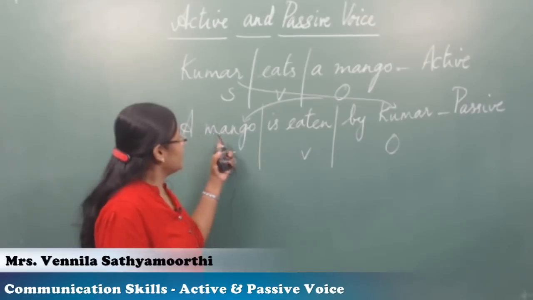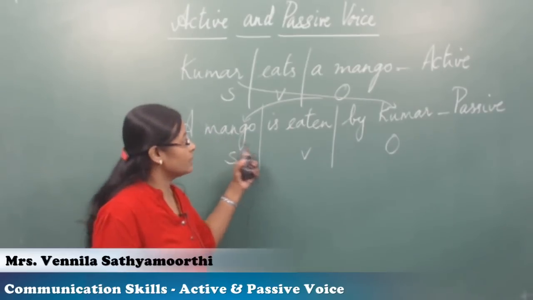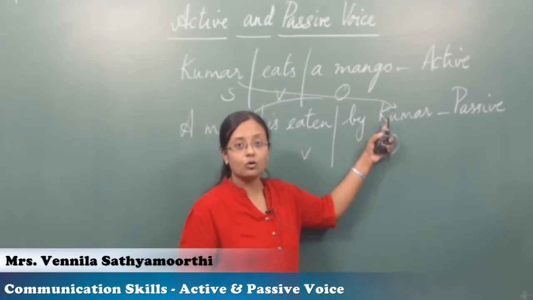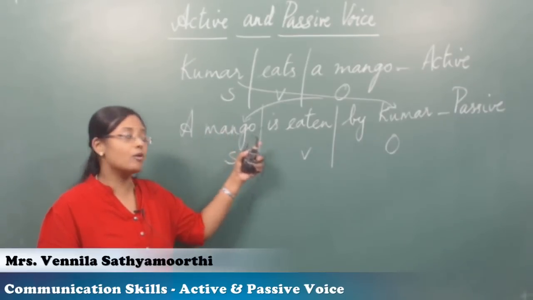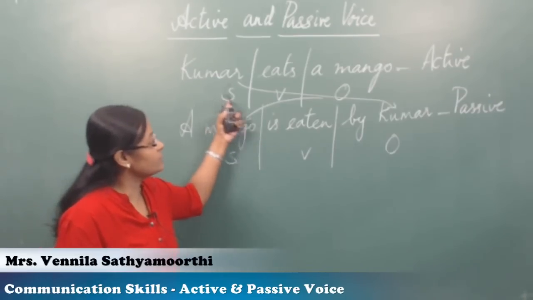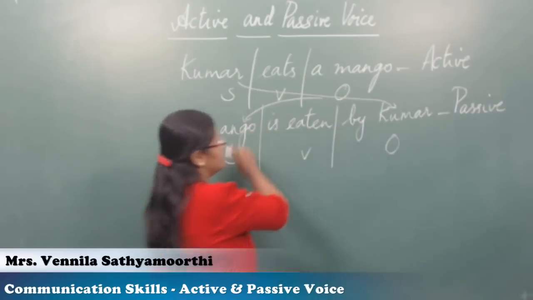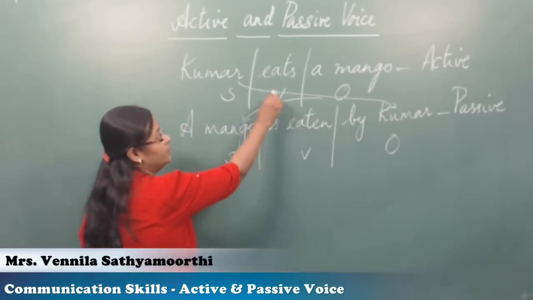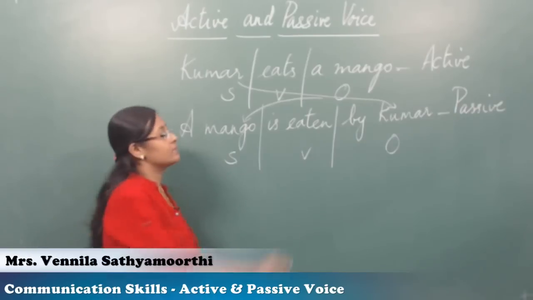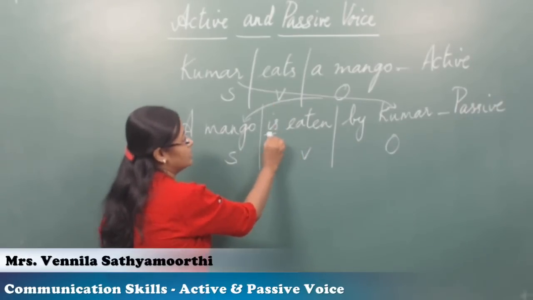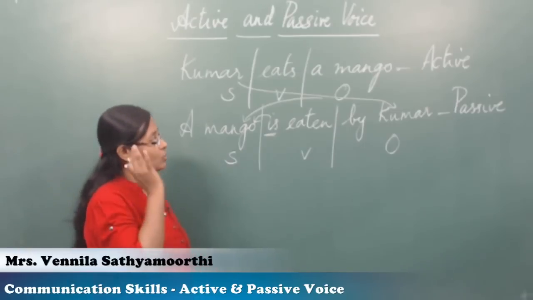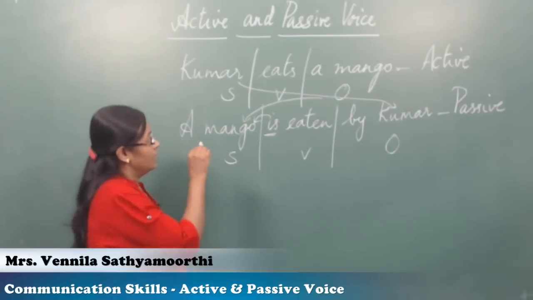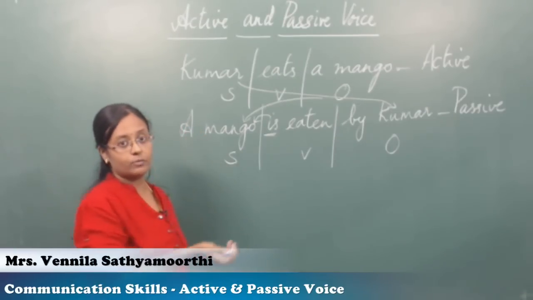A mango receives the action, but the person who is doing the action is Kumar. Now you see, no meaning is changed here. It's only the form of the sentence where we make the subject the object and the object the subject. And the verb has to be in the same tense, the simple present tense. Moreover, this has to agree with the subject. These are the things you have to keep in mind while transforming a sentence from active to passive or from passive to active.